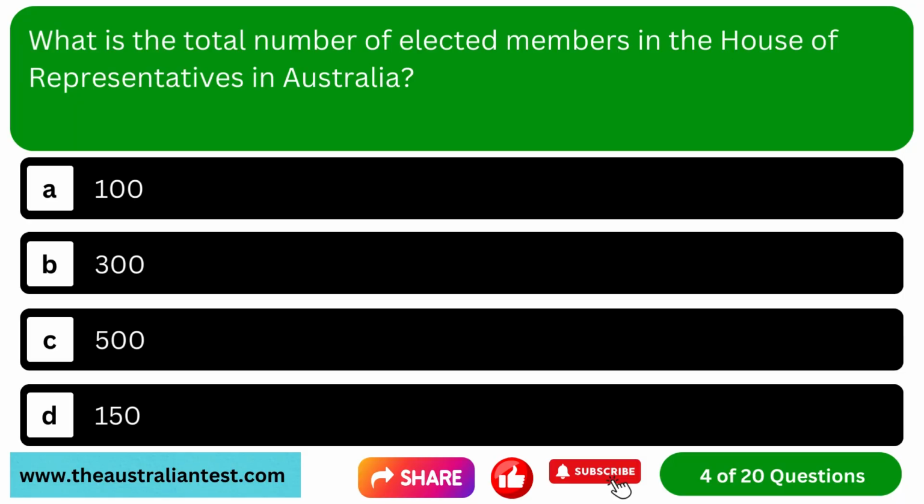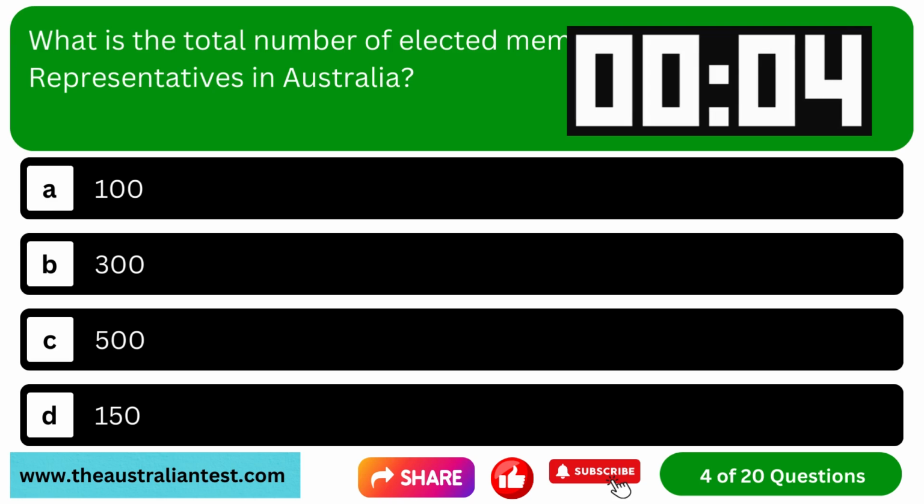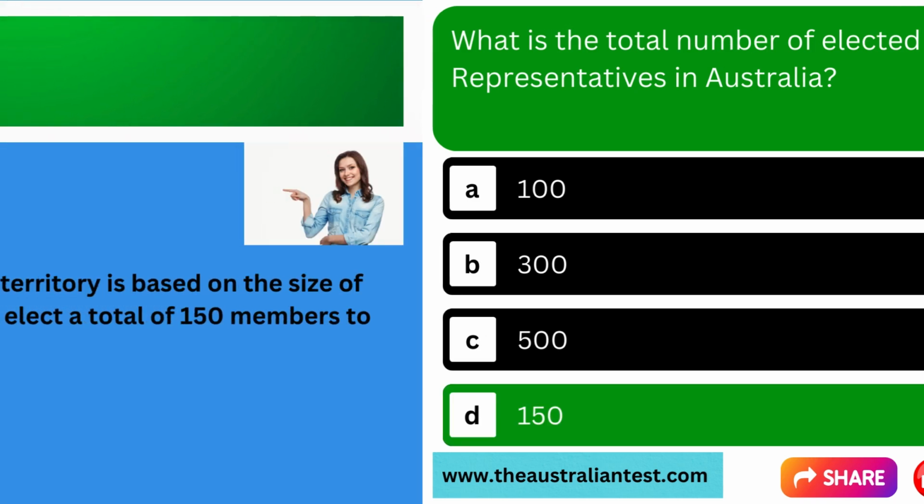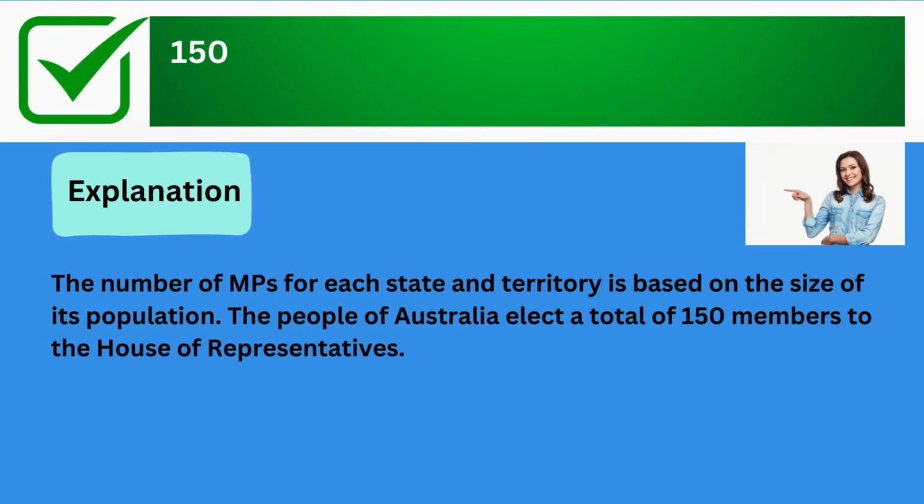Question 4. What is the total number of elected members in the House of Representatives in Australia? Option A, 100. Option B, 300. Option C, 500. Option D, 150. The correct answer is 150. Explanation. The number of MPs for each state and territory is based on the size of its population. The people of Australia elect a total of 150 members to the House of Representatives.